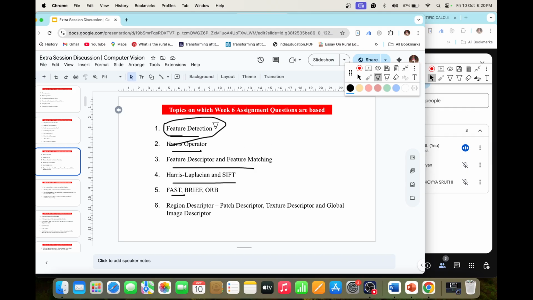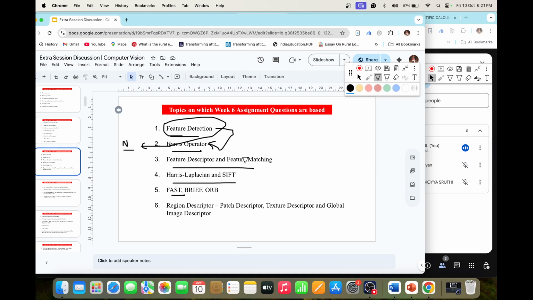Regarding feature detection, the Harris operator algorithm is very important, and you can expect one question from the Harris operator. Because the Harris operator has a very simple formula: lambda 1 into lambda 2 divided by lambda 1 plus lambda 2. Again a very simple thing. If you are given a structure tensor, you can easily get your lambdas, which are nothing but your eigenvalues. So you can just get the eigenvalues and calculate your Harris operator. Again a very simple concept but important from your numerical point of view.